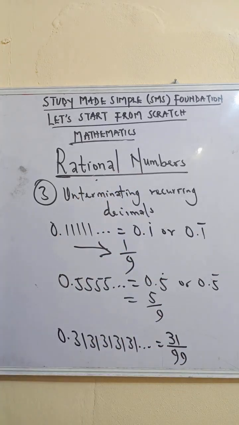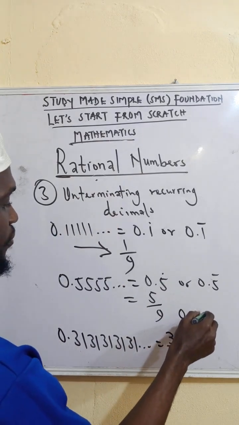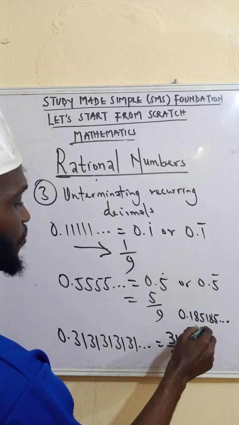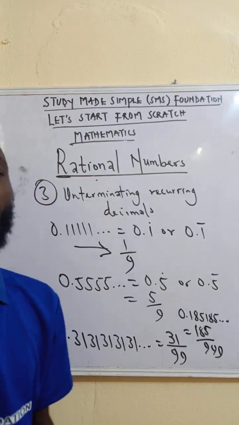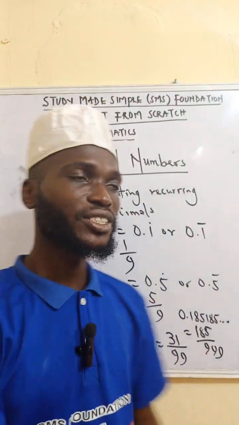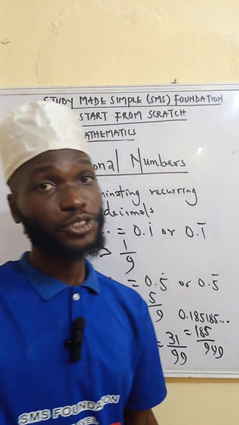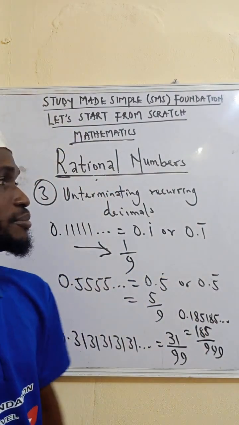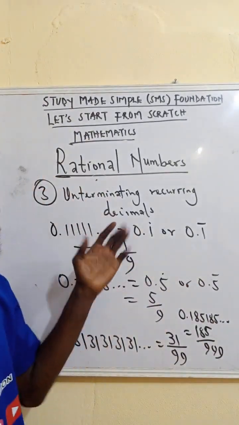So what if we have 3 numbers repeating, like 0.185, 185, and so on? The result will be 185 divided by 999. Even if you have 4 digits repeating, you divide by four 9s. If you have 5 digits repeating, divide by five 9s. That's the simple trick of dividing. And if you use your calculator to confirm it, it's going to give you the right answer. So these are the 3 cases of rational numbers.